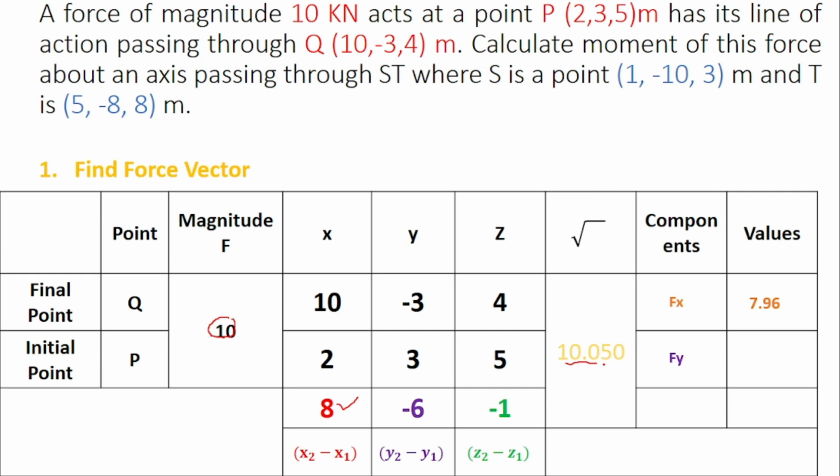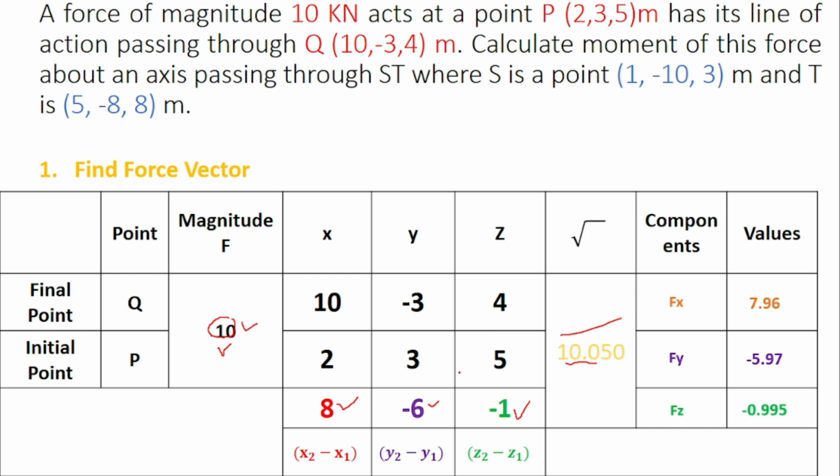To calculate the value of Fy, multiply this magnitude 10 into (y2 minus y1), that is minus 6, divided by 10.050. The answer is minus 5.97. To get the value of Fz, multiply the 10 with minus 1 divided by 10.050. The answer is minus 0.995. So in this way, you can calculate the value of Fx, Fy, Fz using this single table.